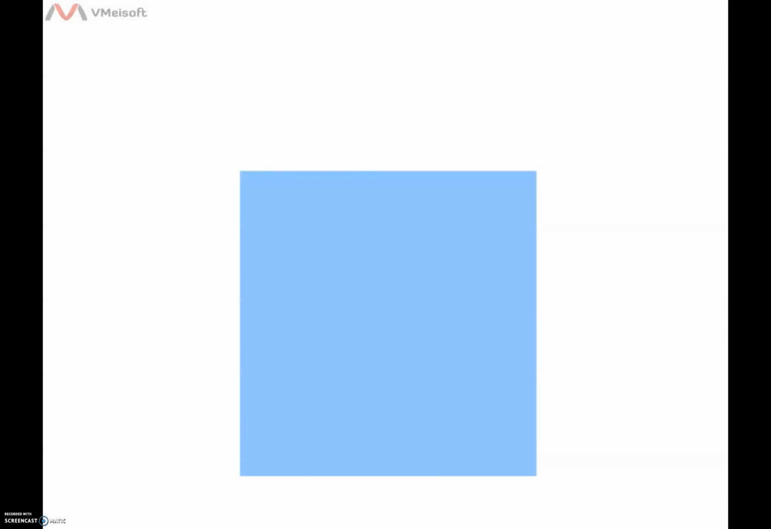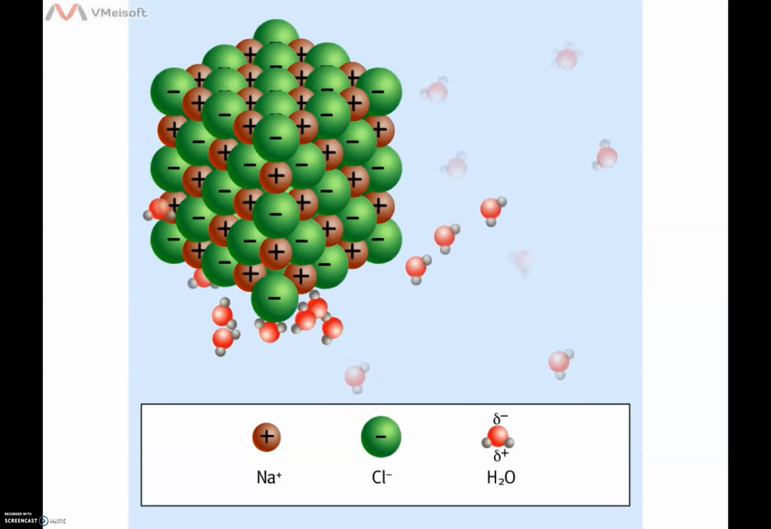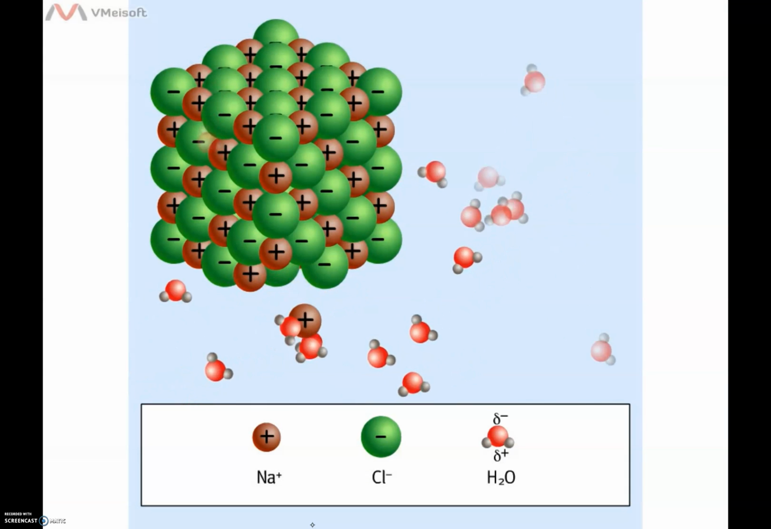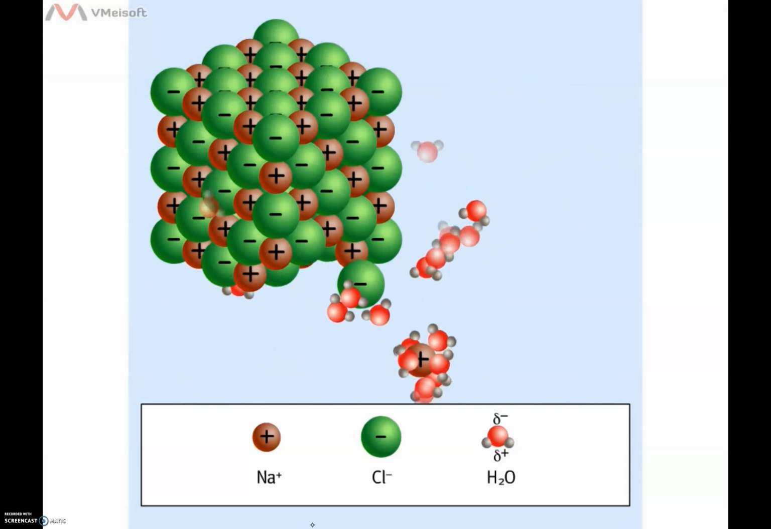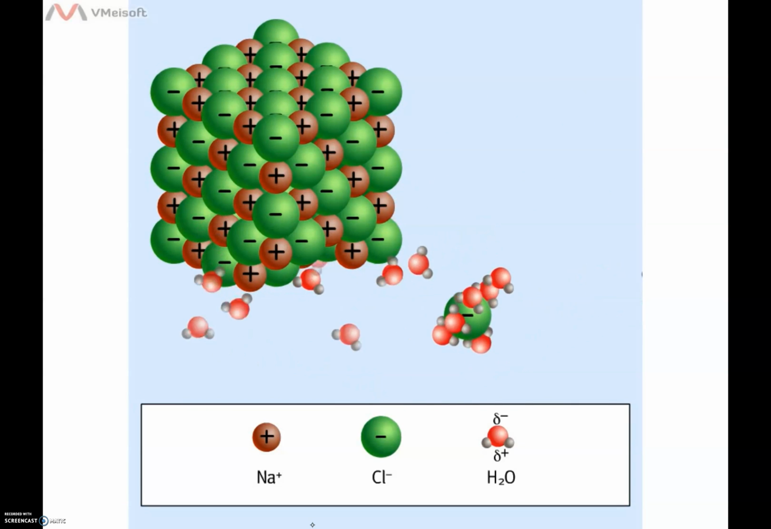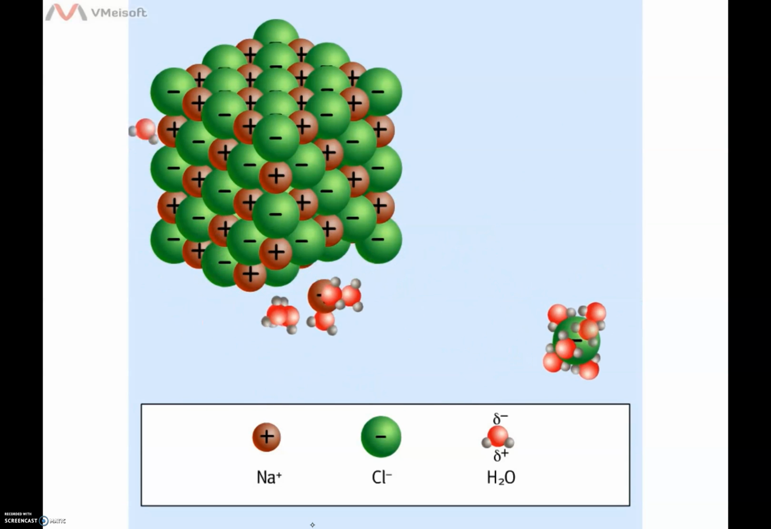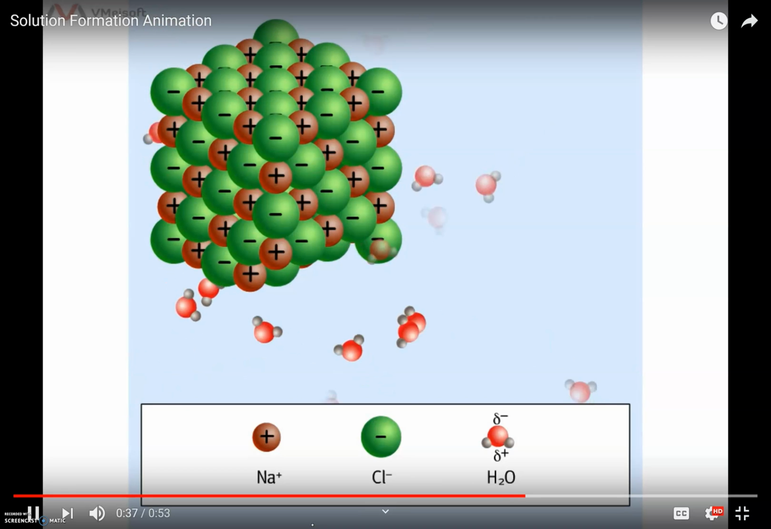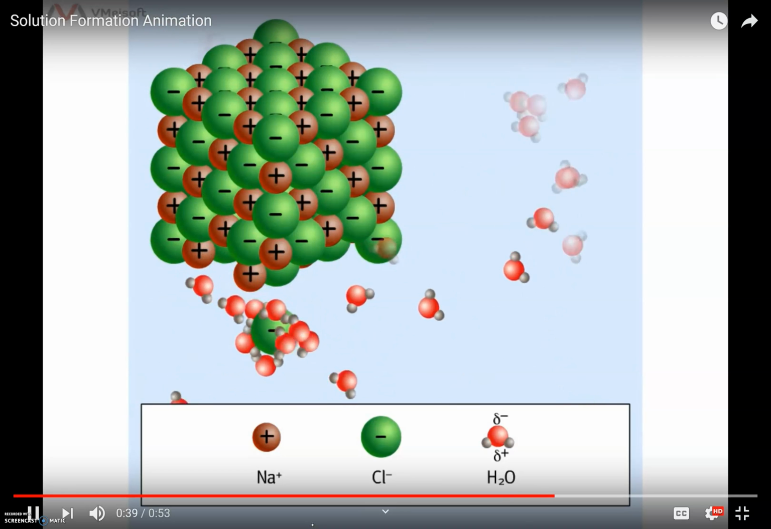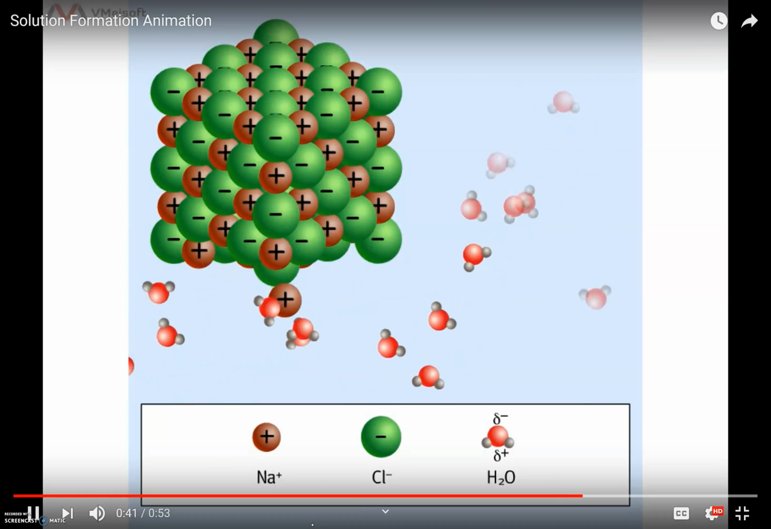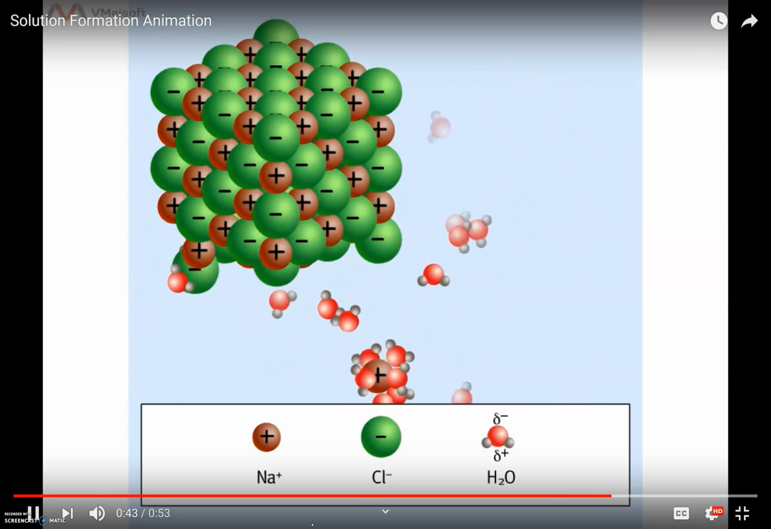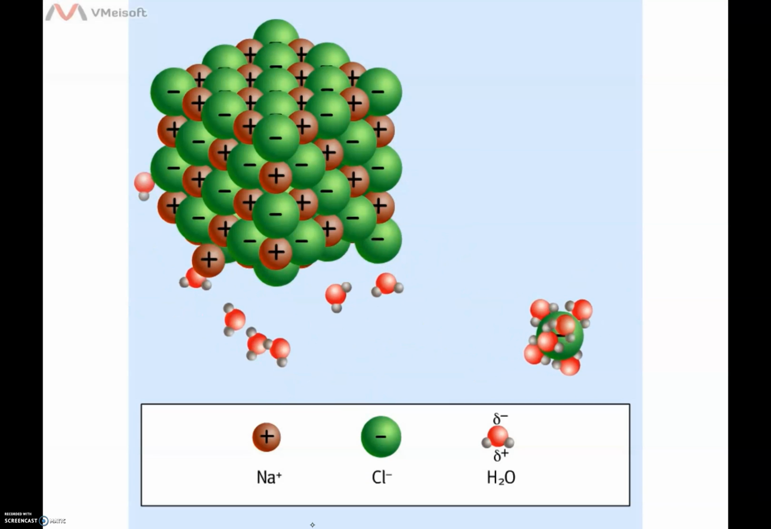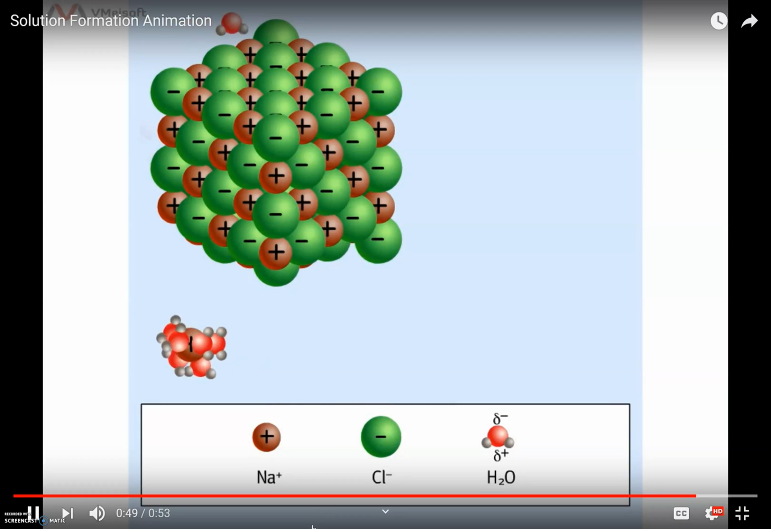If we zoom in, so there's our sodium chloride, our NaCl, and you can see that the water, our solvent, is literally breaking it apart, okay? Notice that the partial negative charge on the water is attracted to the positive charge of the sodium, and that negatively charged chlorine is attracted to the partial positive charge on the water.